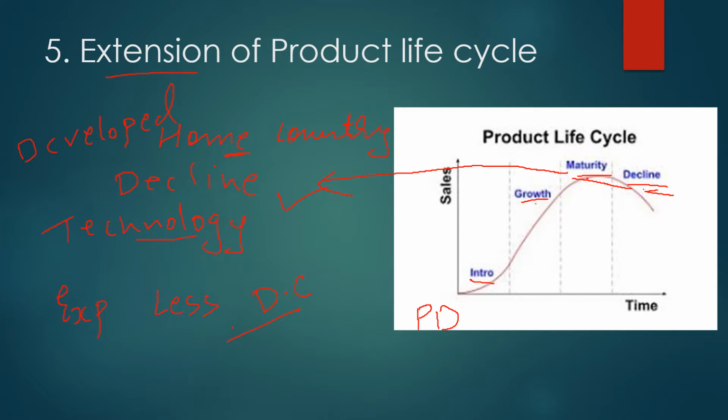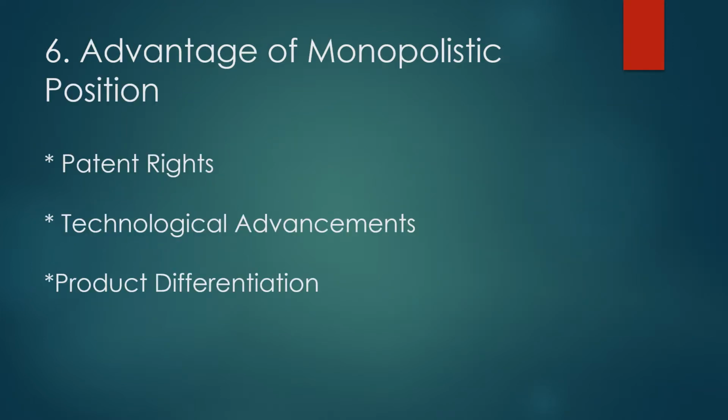Now let us go to the next point. Advantage of monopolistic position. A firm may enter the world markets due to its monopolistic position, and a firm may enjoy a monopolistic position due to certain factors such as patent rights, technological advancements, product differentiation. These are the reasons why a firm may enter into export marketing or international marketing. Let us go to the next point.